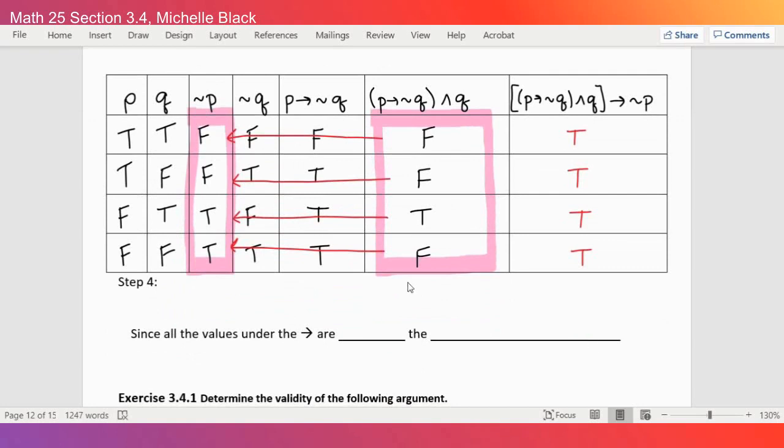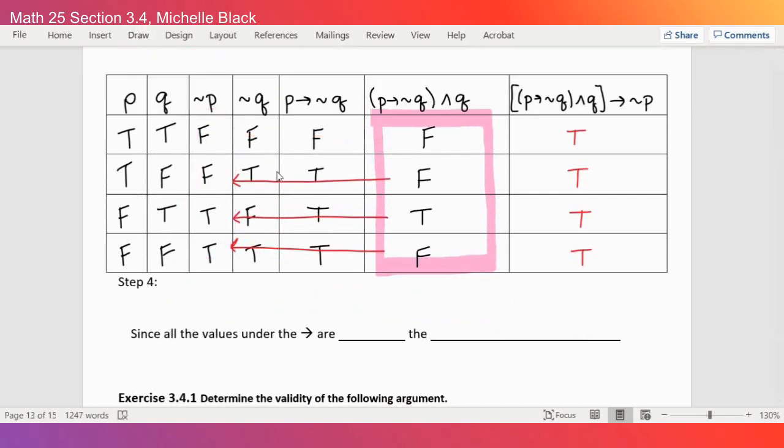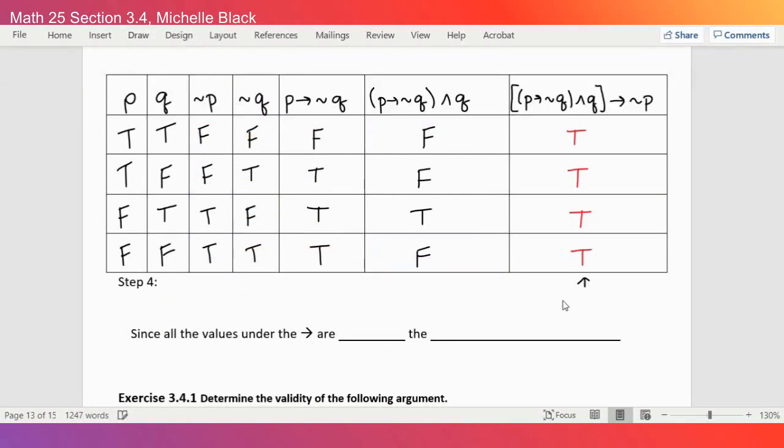Looking at my very last column, to determine if an argument is valid, I just need to see if I have a tautology. And since I have all t's, that implies I have a tautology. So since all the values under the conditional are true, I have a tautology, and the argument is valid.